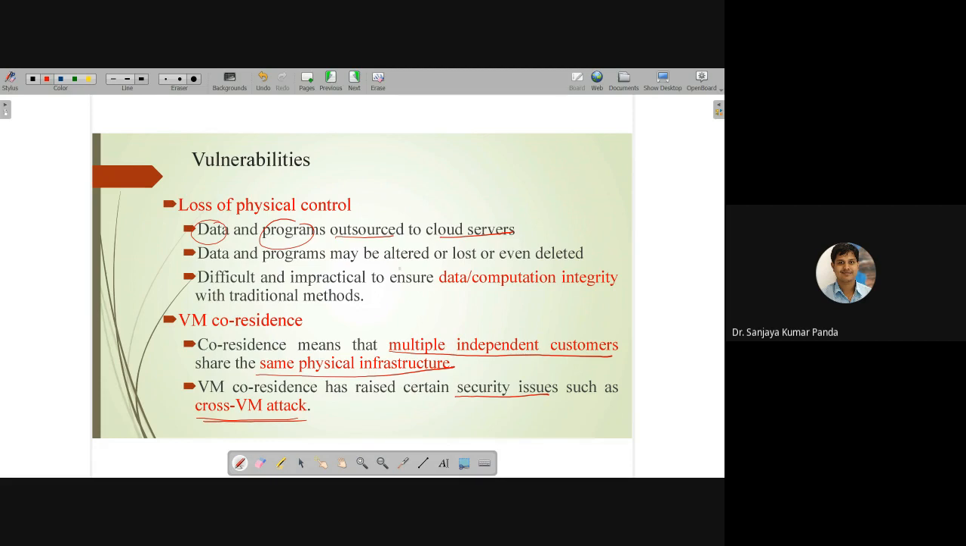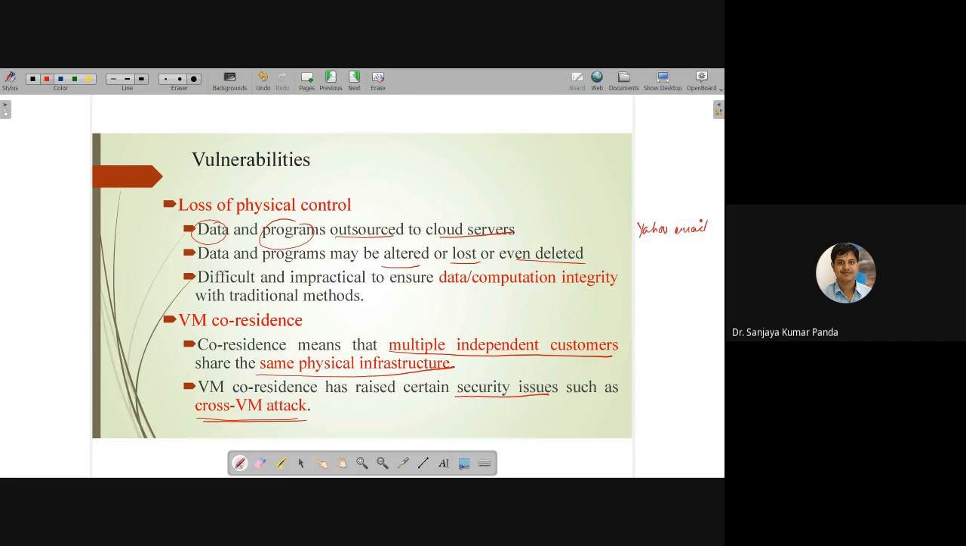The data and programs may be altered, lost, or even deleted. Although there is an agreement with our provider, it may still happen that the data is altered or modified. In fact, we have seen that some portions of the data of, let's say, Yahoo email or other emails were not available for a particular duration of time because the data was deleted, or because proper replication was not there and the data was not found.